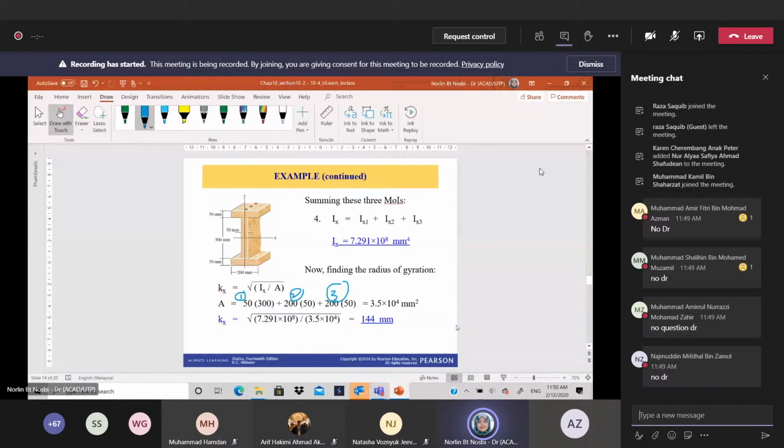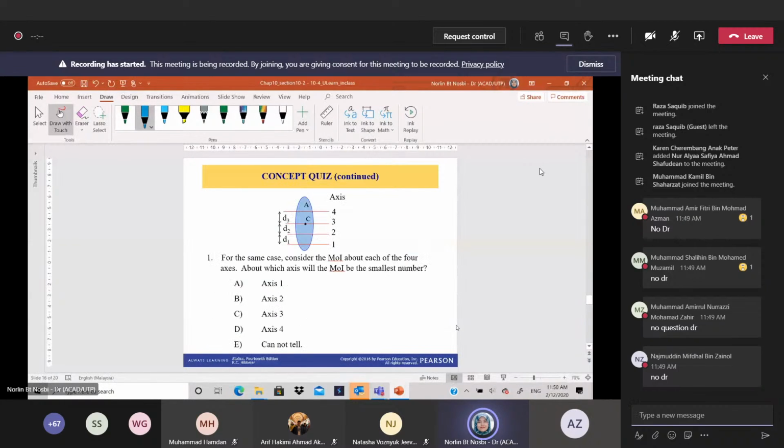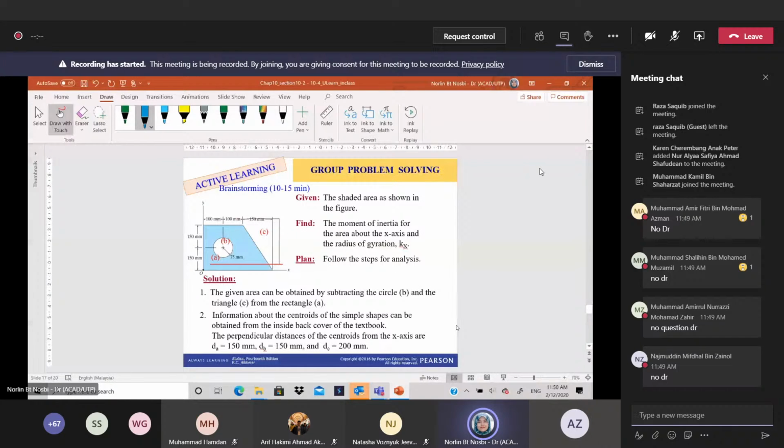Now you can do the quiz. Let's try in 10 to 15 minutes. Try to do this question. This is a composite structure. The origin axis is at this point. Don't forget. You need to find the moment of inertia of the area for the x-axis and you need to find the radius of gyration. So you need to find the kx and the moment of inertia Ix. I will give you 10 to 15 minutes.